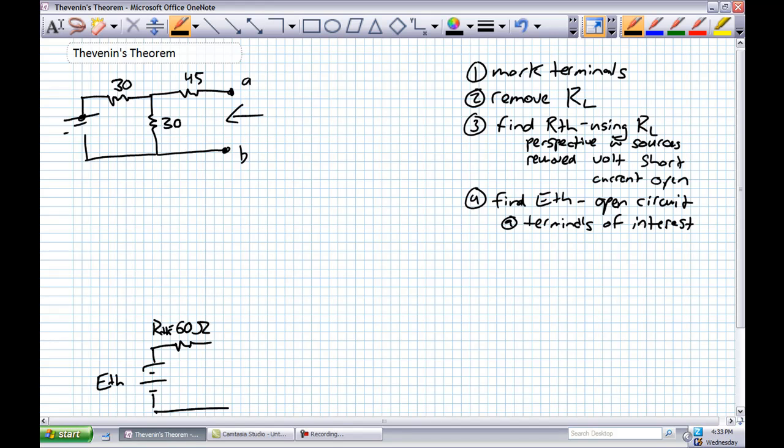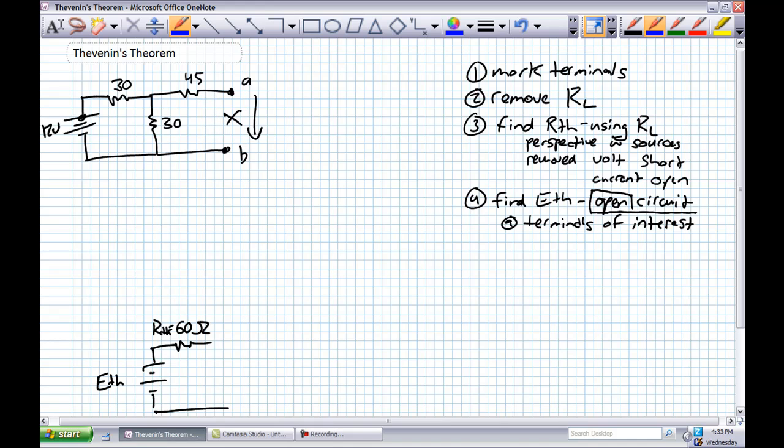Go ahead, put our source back in. It was 12 volts. Now here is something tricky. It is open circuit voltage, open being the operative word. Open meaning no current flows in this direction. What does this mean? There is no current flowing through the 45.